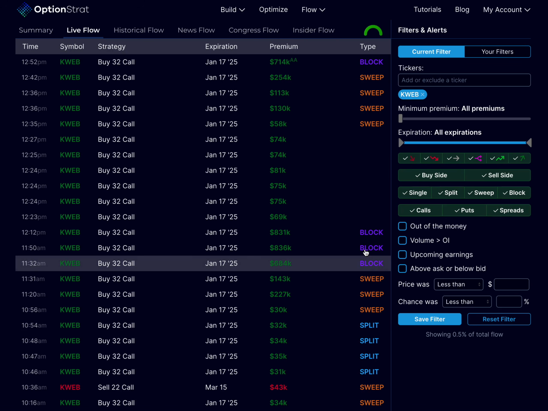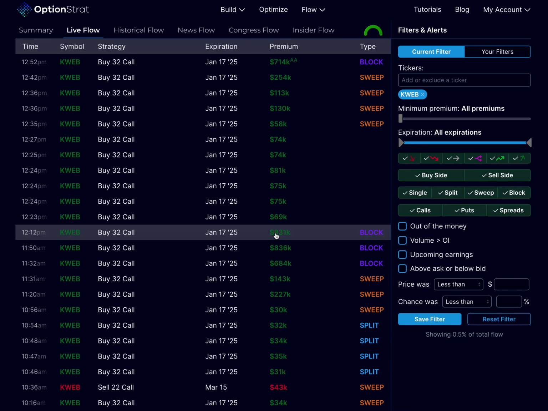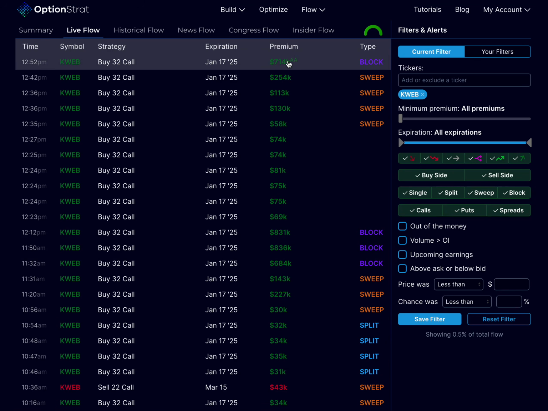Then finally, we have what are block trades. You can see these are big numbers here. This one up here as well. So what a block trade is, it's a trade that kind of goes off behind the scenes. In this case, those options never actually hit the exchange. They never actually hit the market.